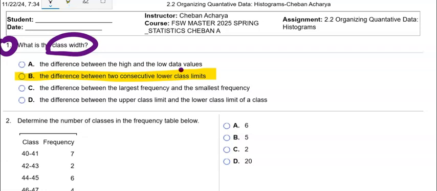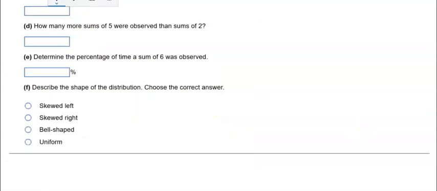Okay, that's the answer. Again, what does consecutive mean? Look at this table here with the class 40 to 41, 42 to 43. For this class, the class width is going to be 42 minus 40. That's the class width, which is 2 here. So class width is the difference between two consecutive lower class limits. So you can even do 44 minus 42. Again, you get 2, or 42 minus 40. That also gives you 2. That's the class width. Question number 2.